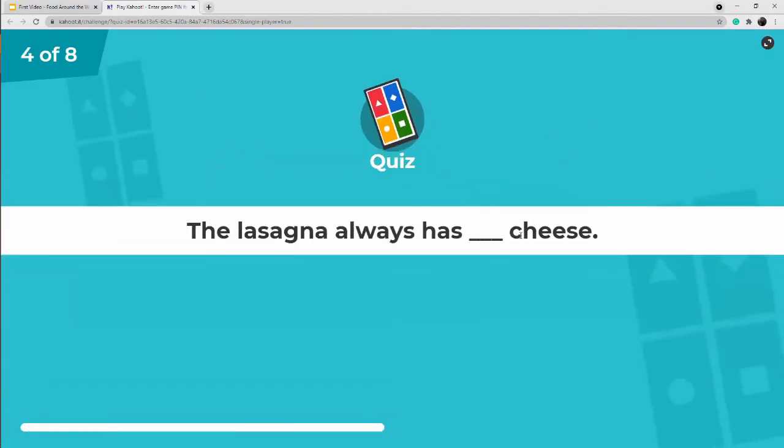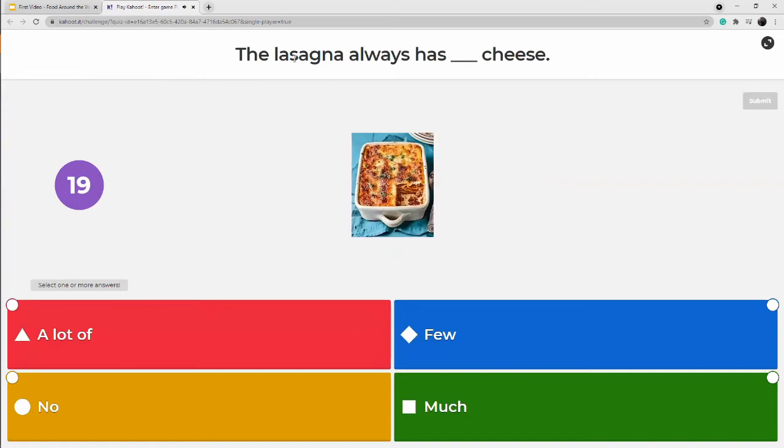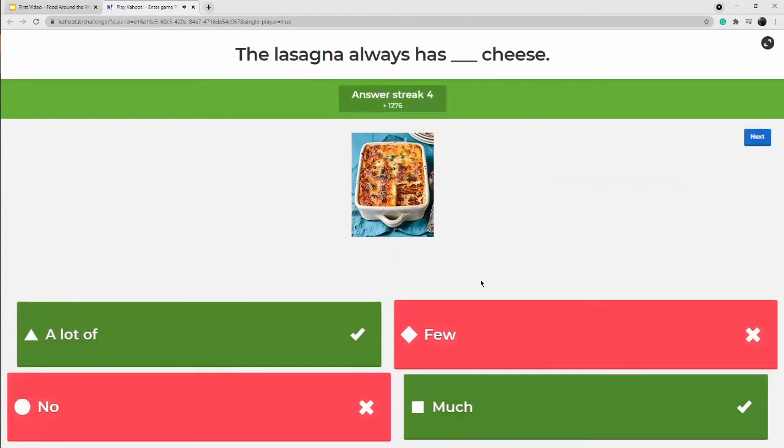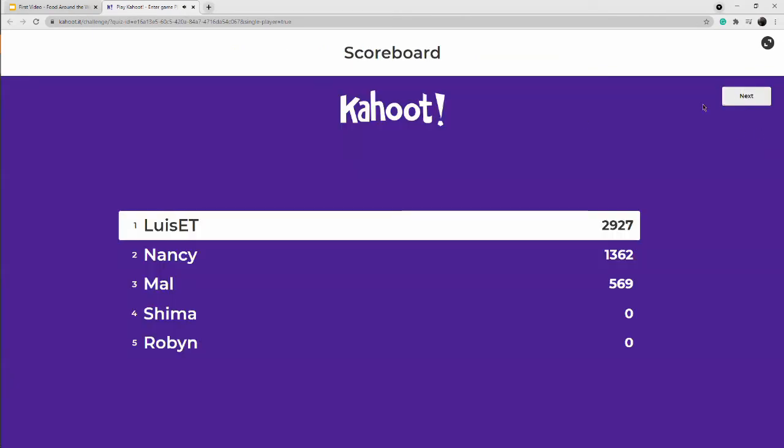Now let's move into the fourth round. Multi-select, so we have two options here also. The lasagna always has a lot of cheese, few cheese, no cheese, or much cheese. Well, if we look at the picture, it looks like it has a lot of cheese. And I guess a lasagna with few cheese is not good. So let's go for those two options, a lot of and much. Perfect, these two are the right options.